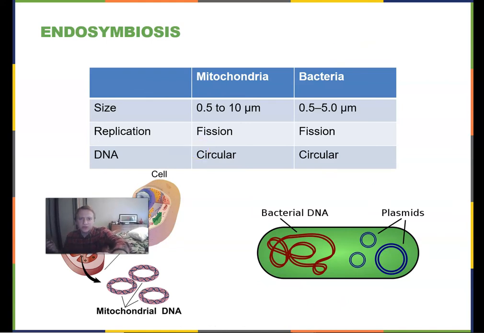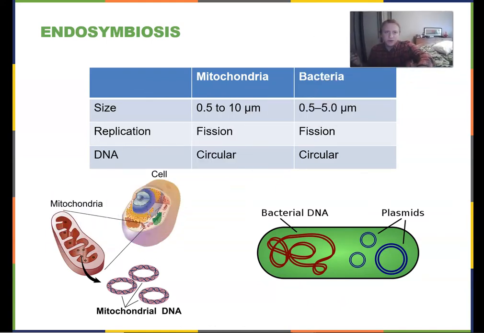Their genomes look similar to one another. So in a mitochondrial genome, you're not going to have plasmids like you do in a bacterium, but you are going to have these small circular segments of DNA, which again look just like the ones that you have in bacteria.